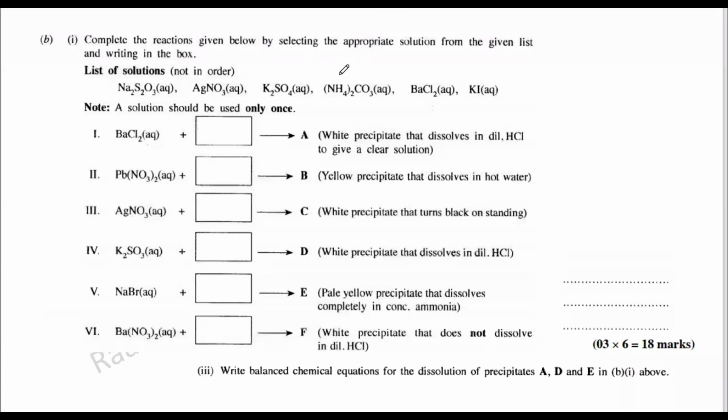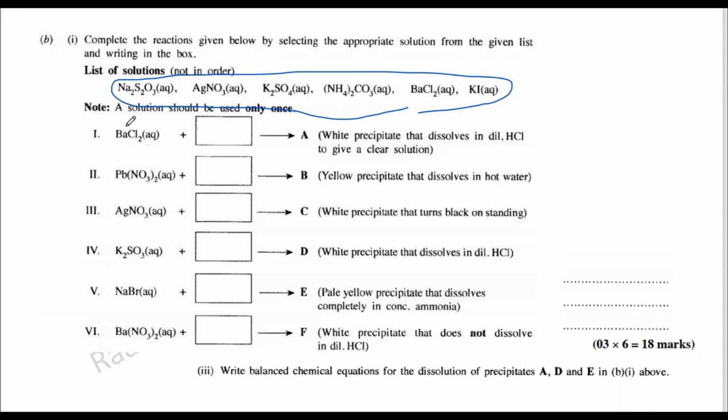Complete the reactions. So the part B, complete the reactions given below by selecting the appropriate solution from the given list and writing in the box. So you have to write down in the box using the compounds that are given here. So here there are 6 boxes and 6 compounds that they have given. So we will go through it.